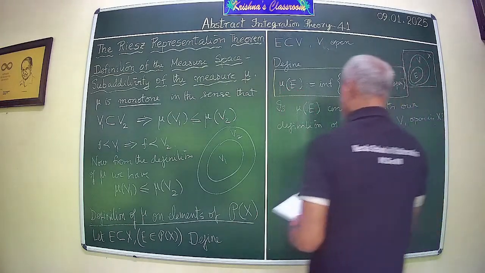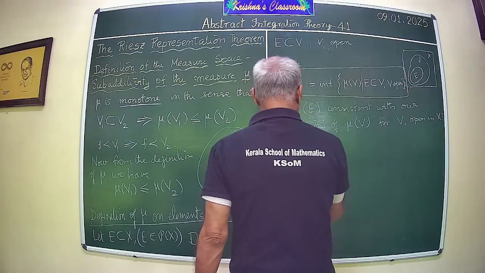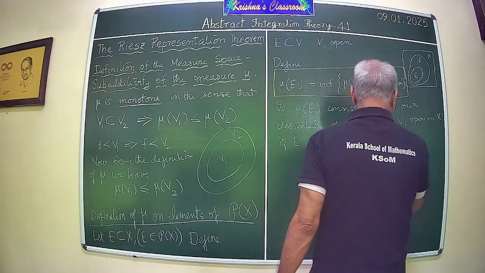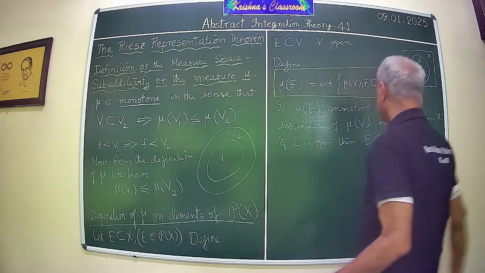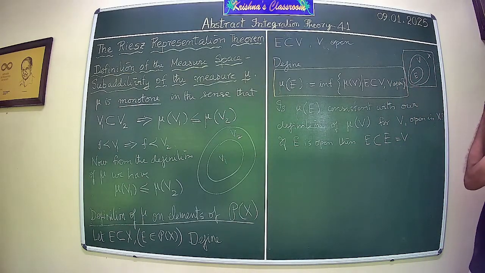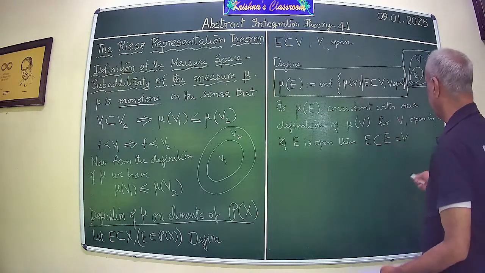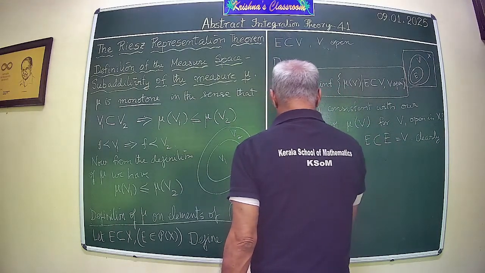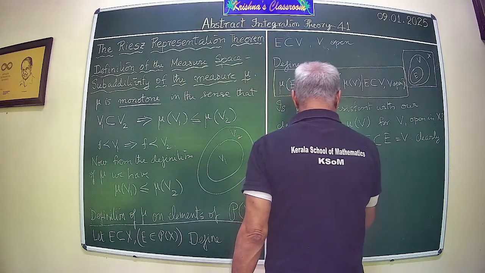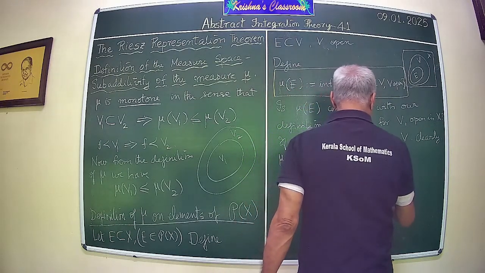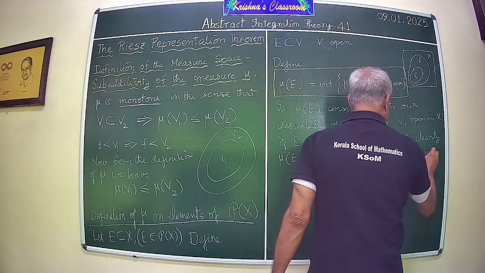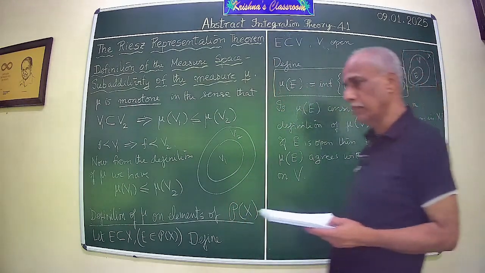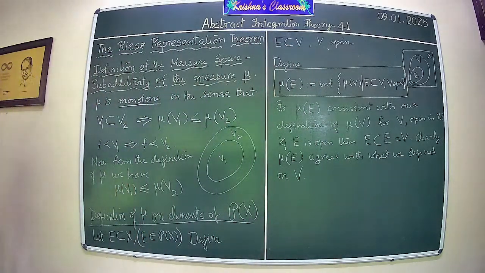And that you can easily see it is so. Because if E is open, then E is contained in E, which is equal to, this we take as V. And then the definition holds. And clearly mu of E agrees with mu defined on V. So there is no inconsistency in this extension. But now we have got mu extended to all subsets of X.